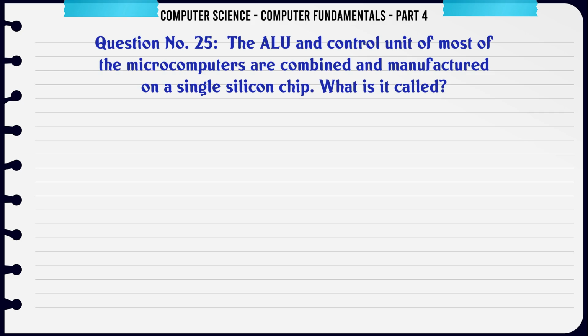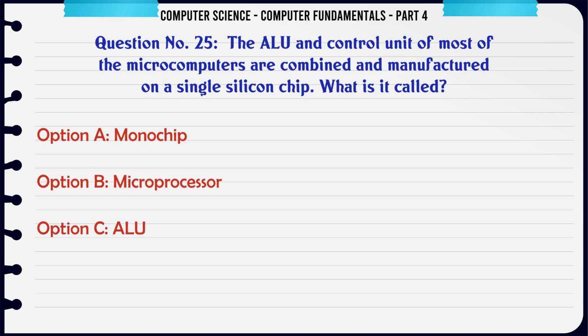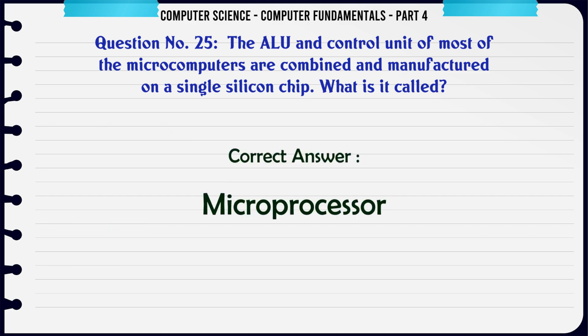The ALU and control unit of most of the microcomputers are combined and manufactured on a single silicon chip. What is it called? A. Monochip, B. Microprocessor, C. ALU, D. Control unit. The correct answer is microprocessor.